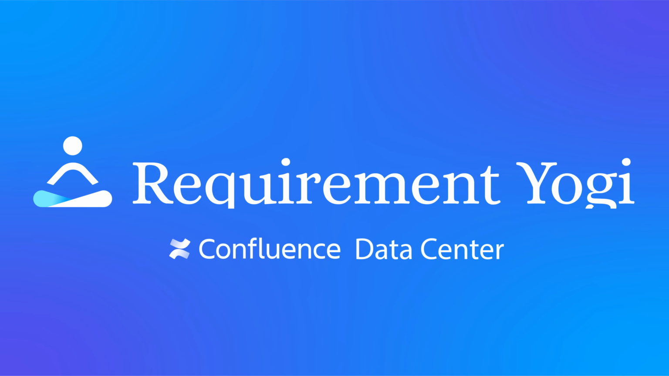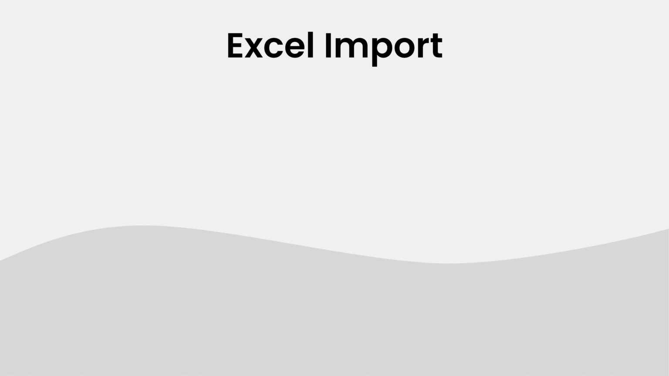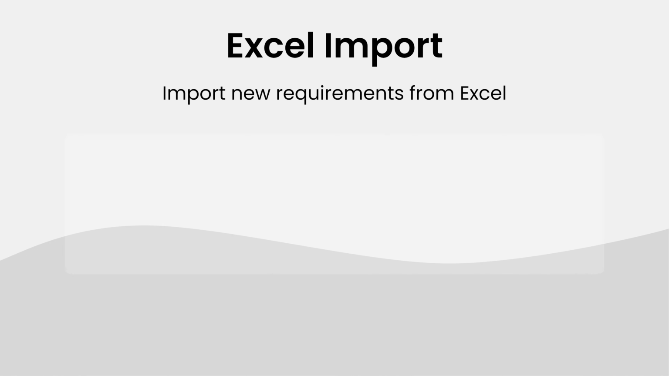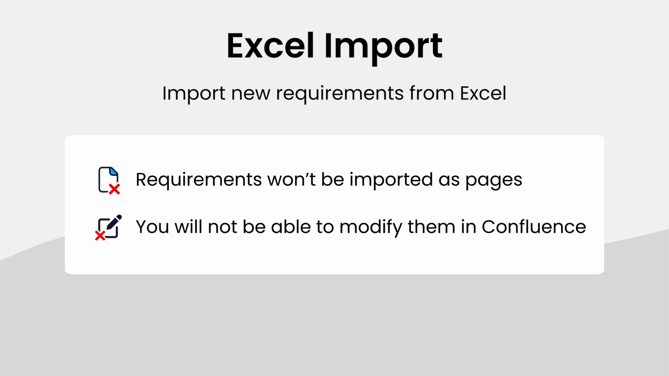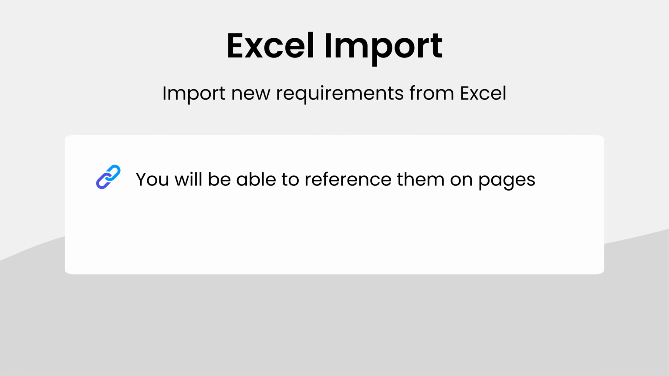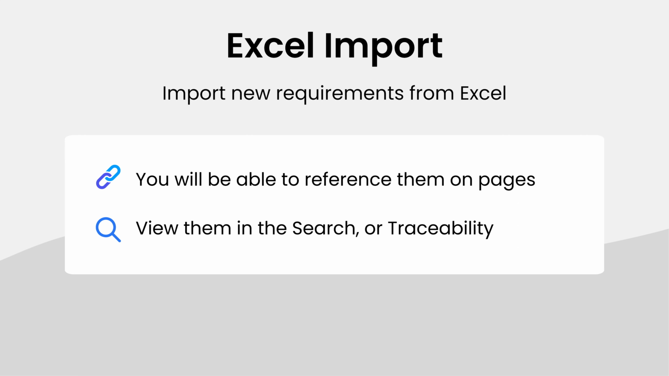If you want to upload requirements from outside of Confluence in an Excel format, you can use our Excel import feature. It is different from importing requirements as pages, as it will not allow you to edit the table, but it will allow you to reference those requirements on other pages and view them like other requirements in the search or in the matrix, and so on.